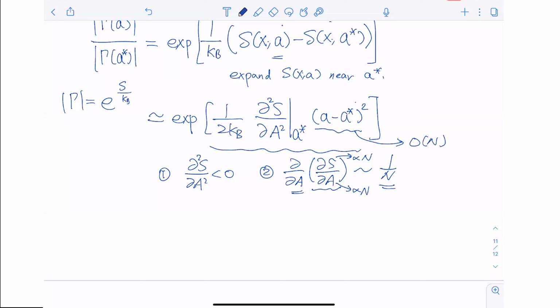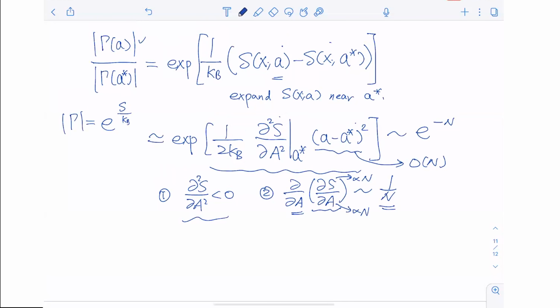So this thing will give you n squared, and this coefficient will give you 1 over n. So that means that this thing goes like exponential something that goes like minus n, okay? Because entropy is a concave quantity. Okay, so what does it mean? Again, it tells us that when the phase space is at some specific value A, and this A is not equal to the equilibrium value, it will be exponentially small compared with its equilibrium phase space volume.